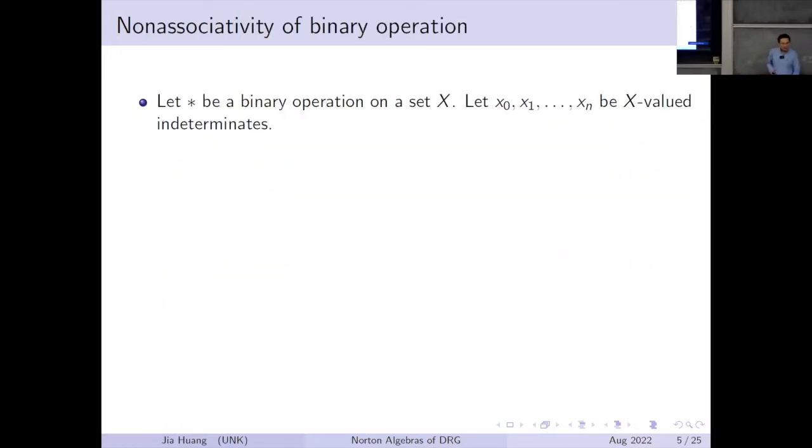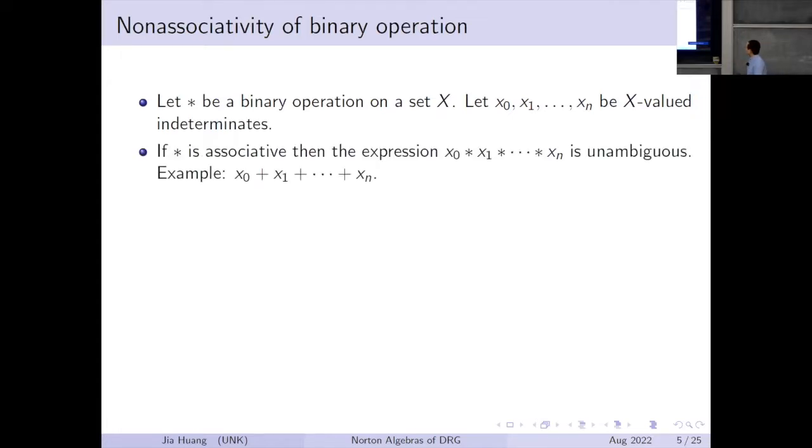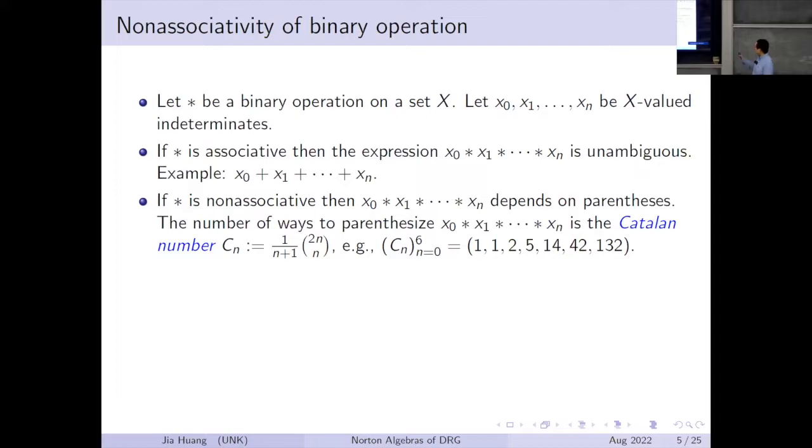So let's talk about the non-associativity of a binary operation. Let's start with a binary operation defined on a set X. You can look at some indeterminates, x0 through xn, taking values from the set X, and then you can form the expression x0 star x1 star dot dot dot star xn. Of course, you need to specify an order. Without parentheses, our convention is usually just from left to right. But if you want to do it in a particular way, you'd better insert parentheses, unless your operation is associative, like addition.